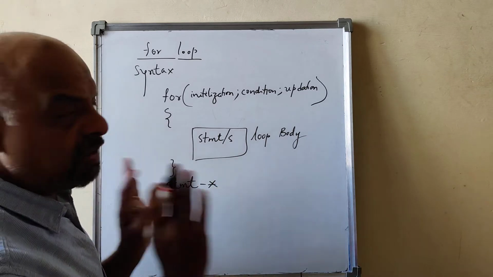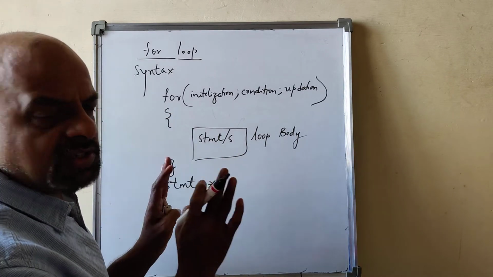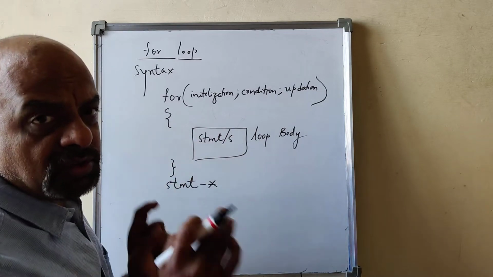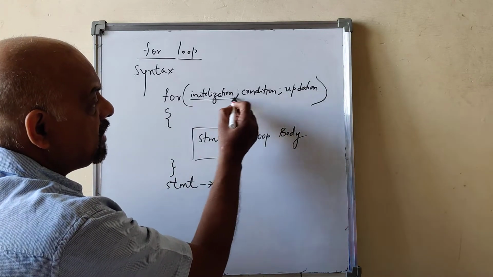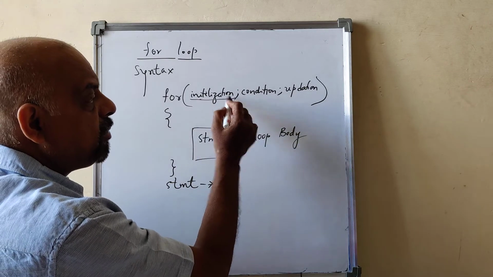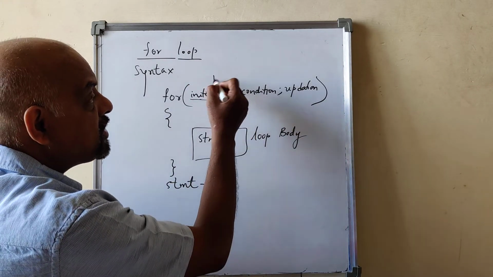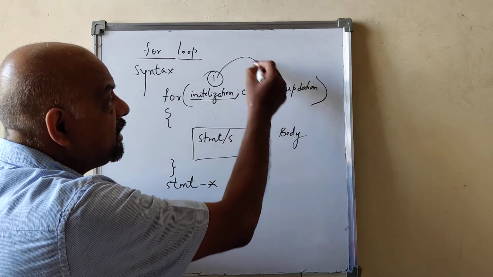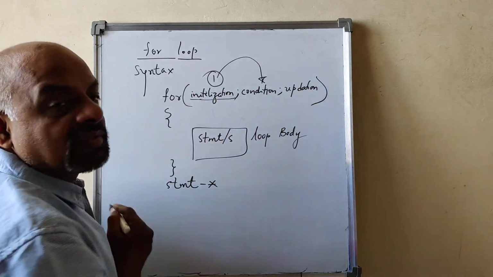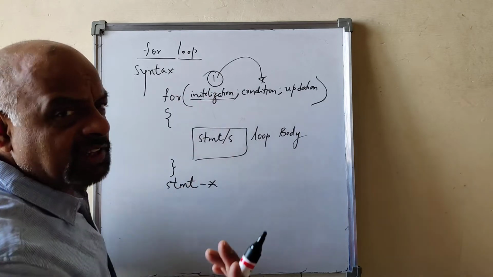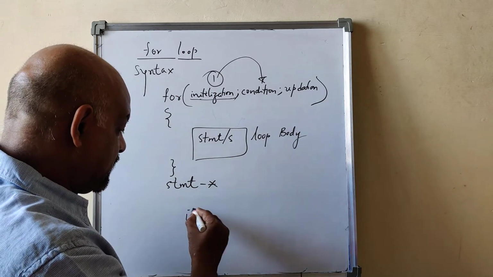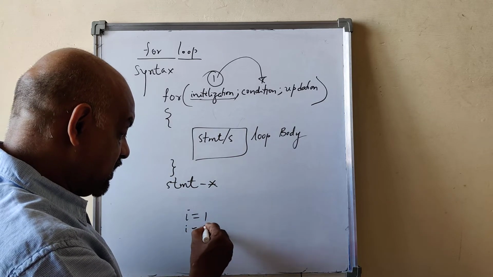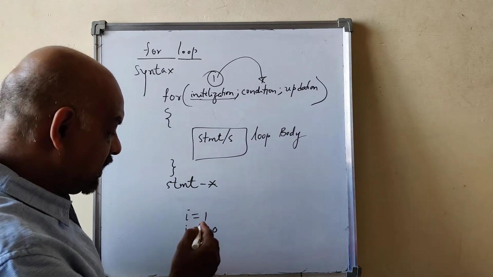Here, understand how it works. It's very simple, and once you understand it, it's very easy to solve problems. Initialization: the loop control variable will be initialized to the starting value. This is the first step. Initialization is an assignment statement, for example, i equals 1, or i equals 20, whatever it is.